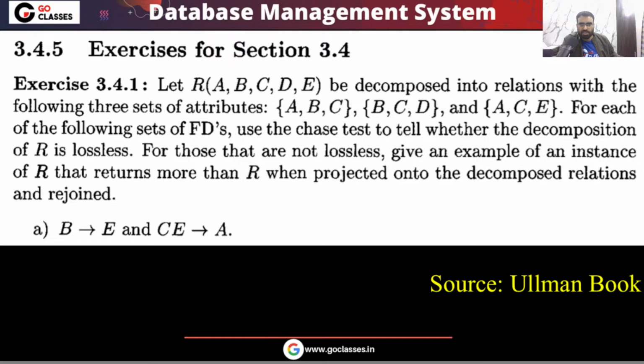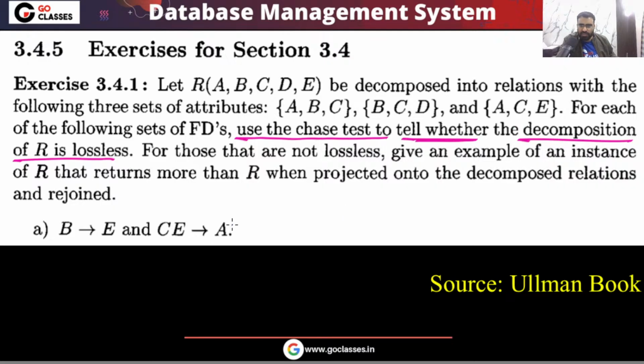Okay, let's solve this question from the Ullman book. Let's read this question. Relation R(A, B, C, D, E) is decomposed into three sub-relations. So this is not a binary decomposition. Yes or no? We are decomposing our relation into three sub-relations, so this is a non-binary decomposition. For each of the following FD sets given to you, we have to use the chase test. The Ullman book says to use the chase test to tell whether the decomposition of R is lossy or lossless.